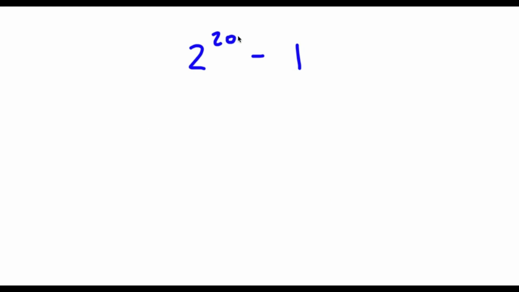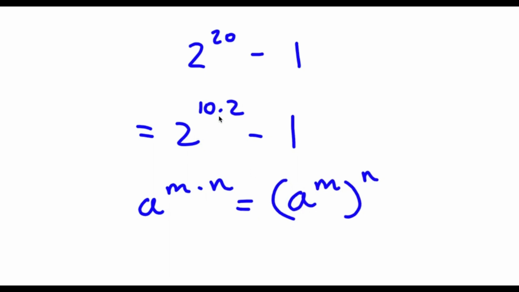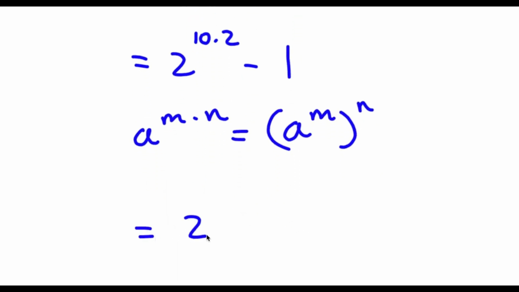Alright, so I have 2 to the power of 20 minus 1. Now 20 here, we can rewrite this as 10 times 2. So now I have 2 to the power of 10 times 2 minus 1. Now if I have something in the form a to the power of m times n, this is the same thing as a to the power of m to the power of n. So 2 to the power of 10 times 2 is going to equal 2 to the power of 10 to the power of 2. Now I have this minus 1.